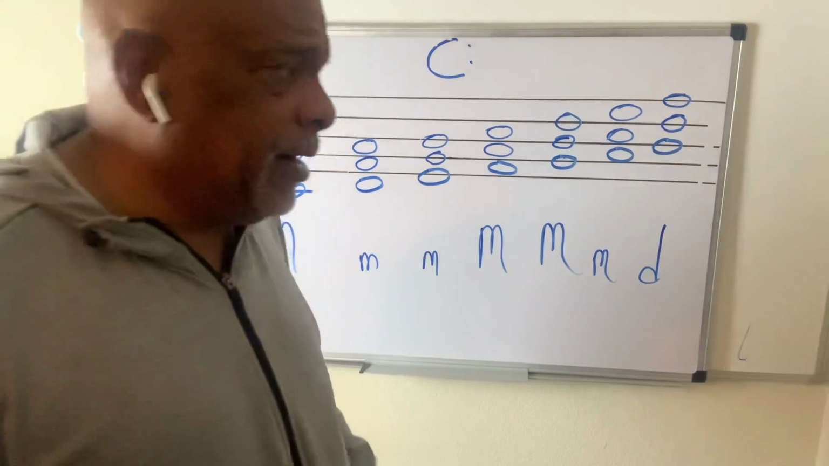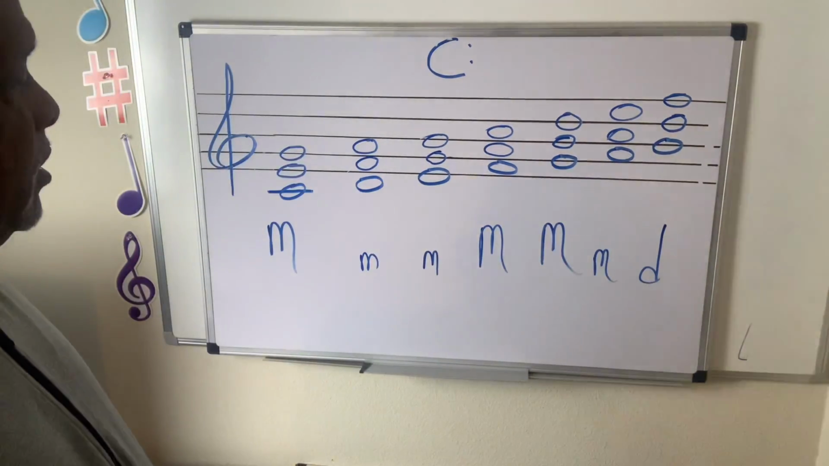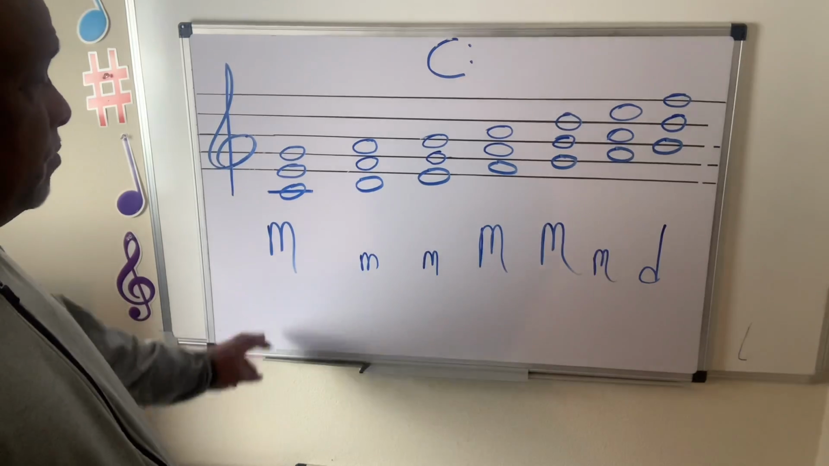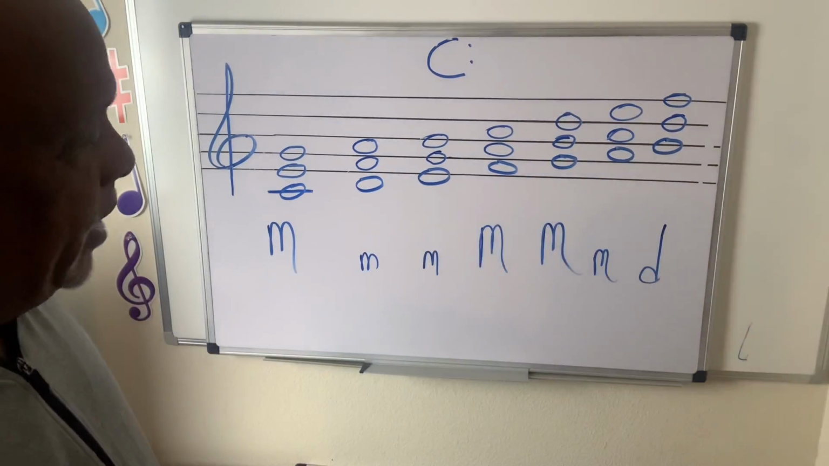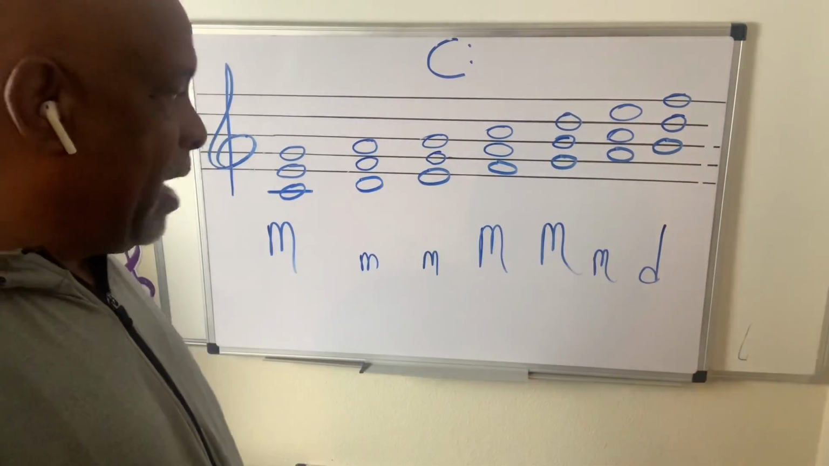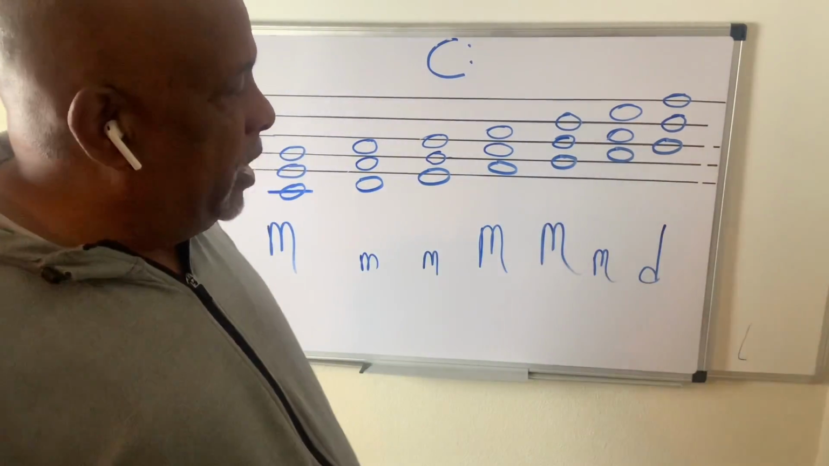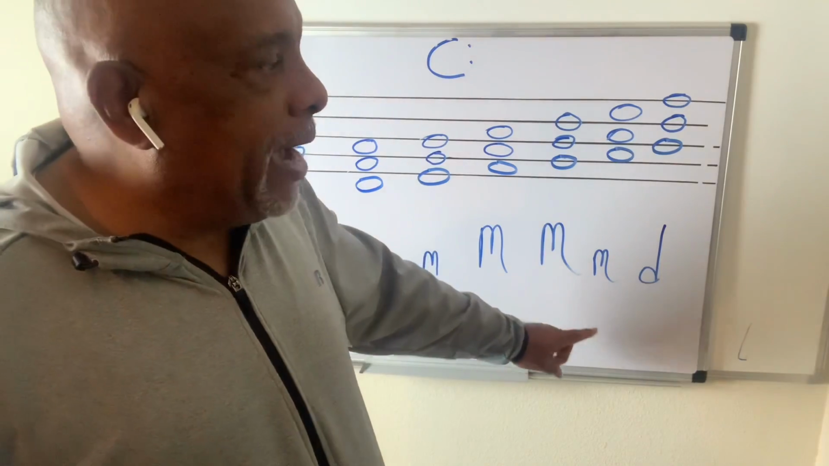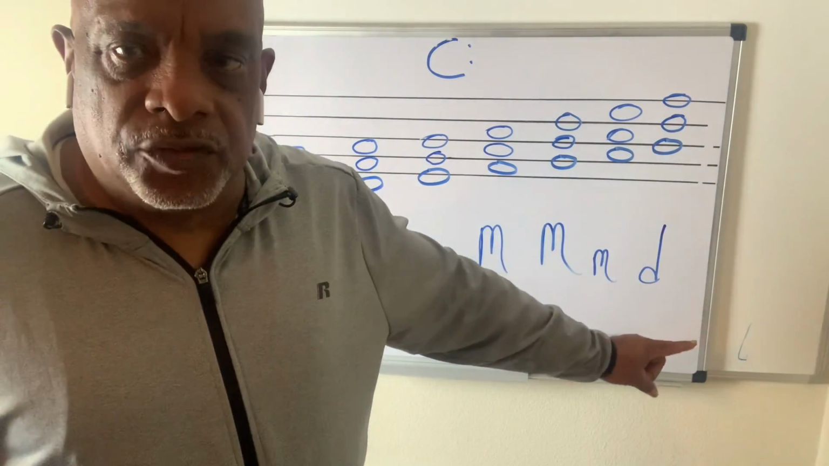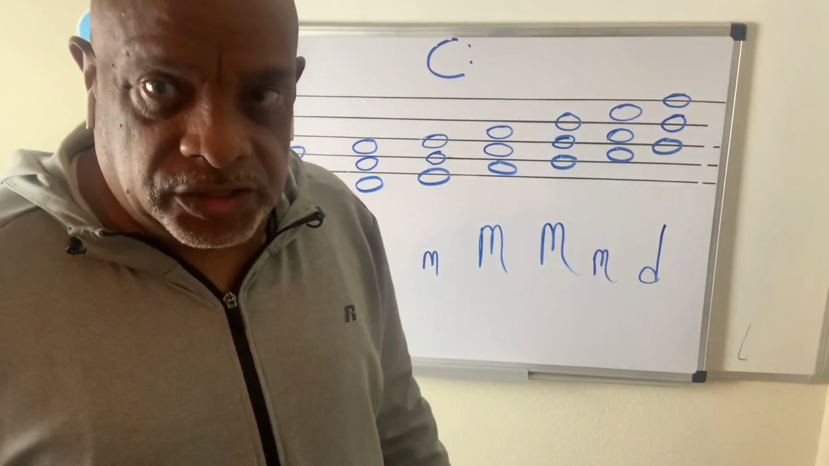Okay, one more time. The first degree of the C major scale is major. The second degree is minor. The third degree is minor. The fourth degree is major. The fifth degree is major. The sixth degree is minor. And the seventh degree is diminished.